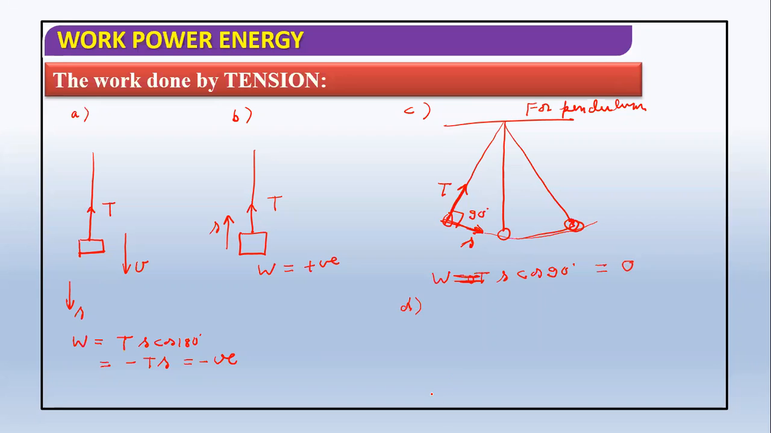Suppose we have a horizontal surface and an object is kept on it and it is getting dragged with the help of some string. So tension is there. In this case, again, the work done will be positive because you have some component of T along the displacement. Since theta is less than 90, the work is Ts cos theta and that is positive. So tension work is positive in this case.